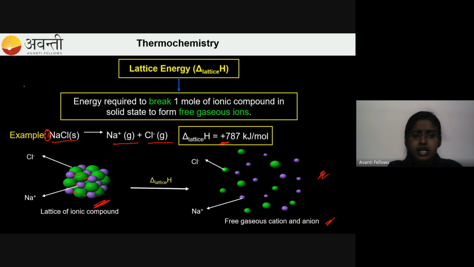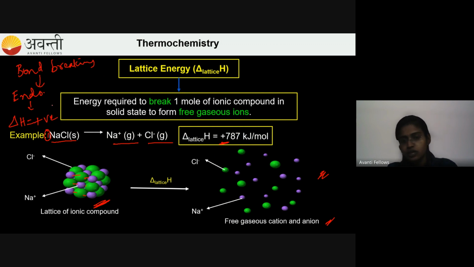You can write this down and keep it. The bond breaking process is always endothermic in nature, and every endothermic system will have a positive delta H value. So if I'm breaking 1 mole of lattice, that is called lattice energy. Clear? Now I will give you the difference between the energy absorption process and the energy released process, that is, endothermic and exothermic. Shall I move on to the next slide?